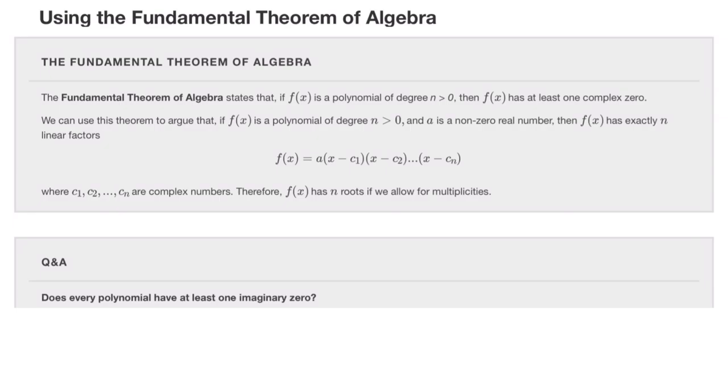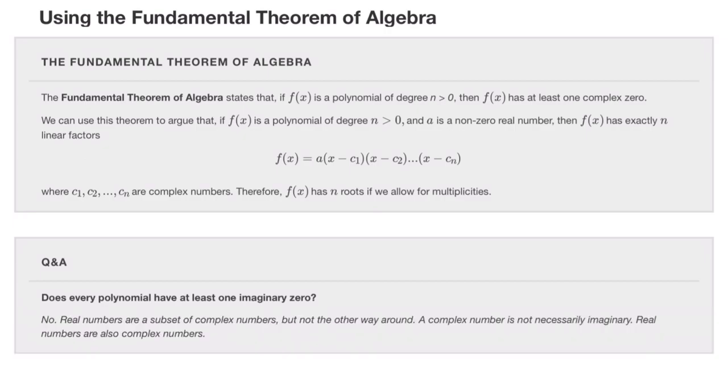Does every polynomial have at least one imaginary 0? I guess it boils down to if you count 0i, like 0 times i, is that considered imaginary? I don't think so, right? Real numbers are a subset of complex numbers, but not the other way around. A complex number is not necessarily imaginary. Real numbers are also complex numbers, all right? Yeah.